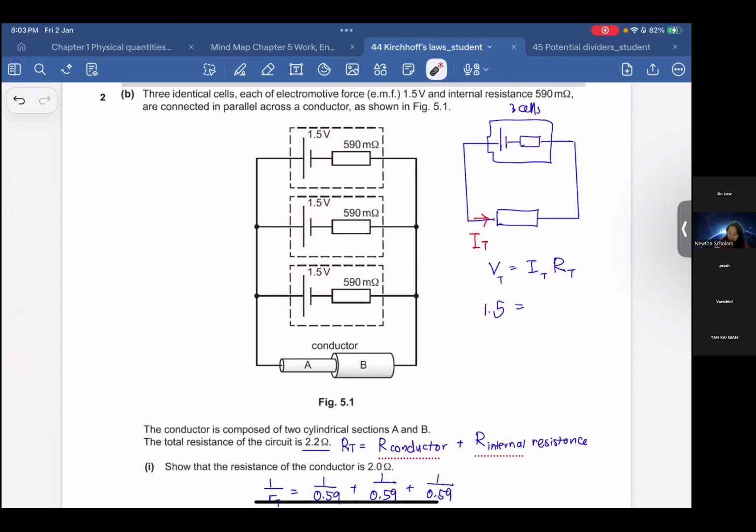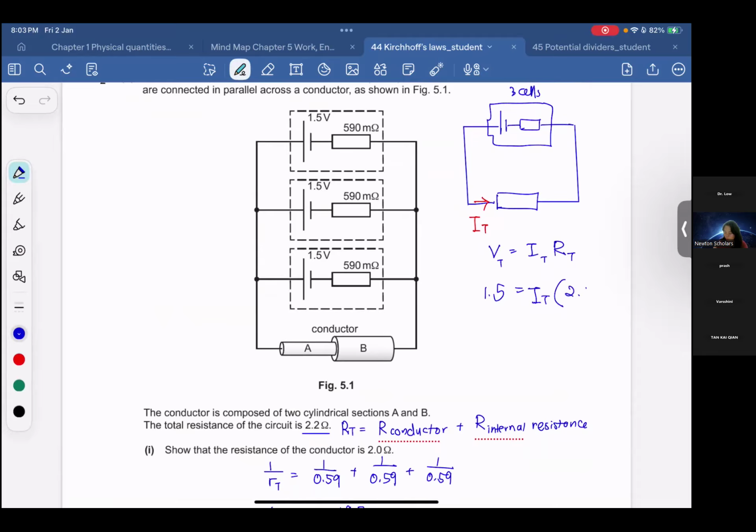Just the current here, we can make smaller. Still remember, if this is I total, then this is I total divided by 3. So this kind of connection, the battery can be used for a longer time, but the EMF is still the same 1.5. The total resistance, just now they told us, is 2.2. So the total current, which is the current flowing through the conductor, your answer should be 0.68 ampere. So this is the answer.